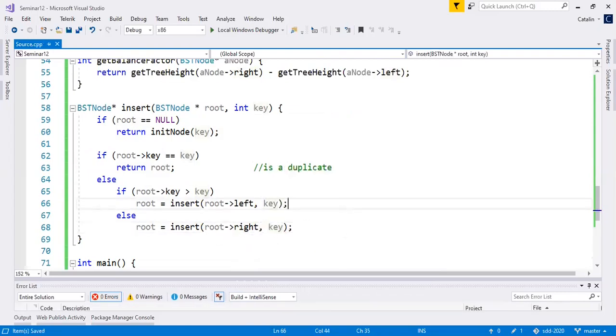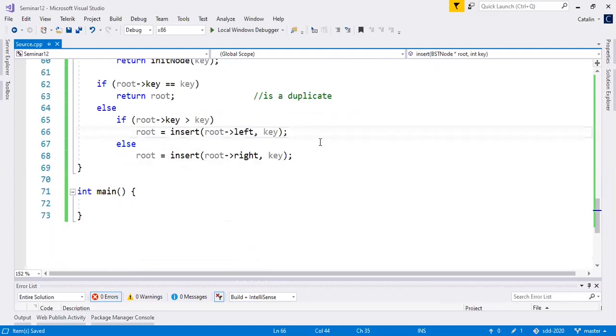Obviously, if we leave this as it is now, we will have a problem because we will unbalance the tree. So we can insert 10, 20, 30, 40, 50, and you will have a tree which is unbalanced.